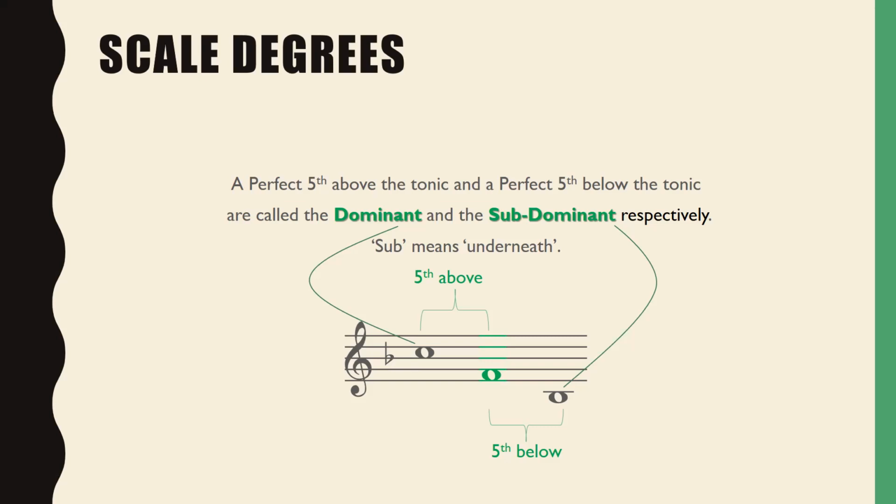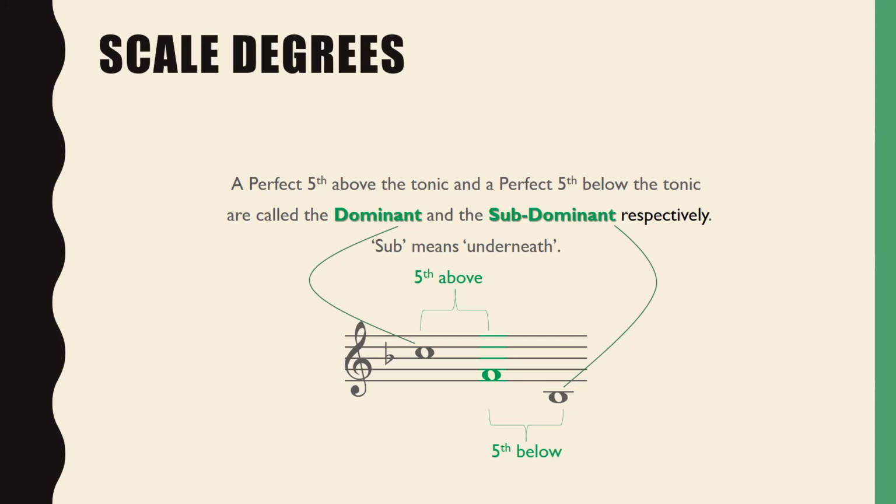We'll learn more about keys as we go along, but just so that you know, the fifth note of the scale, the dominant, is very important. If we go backwards from F, five down, so a perfect fifth below, we get F, E, D, C, B, B flat. That note is called the subdominant.